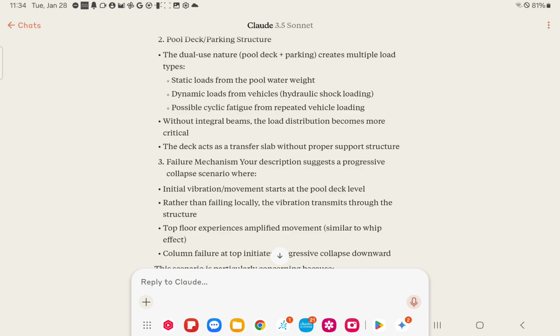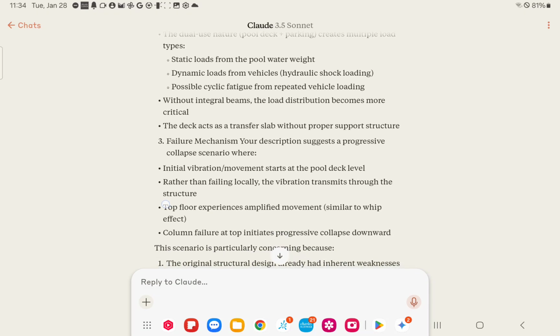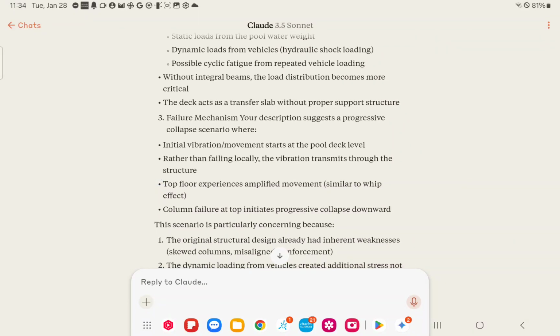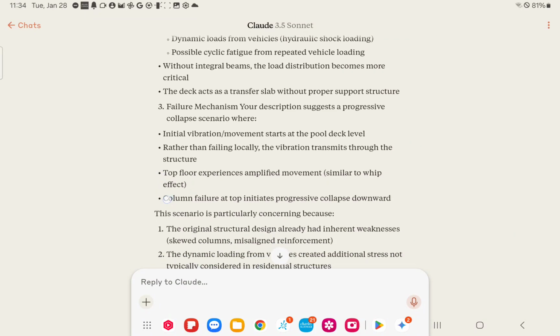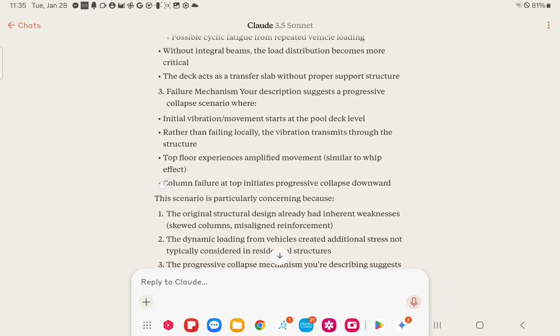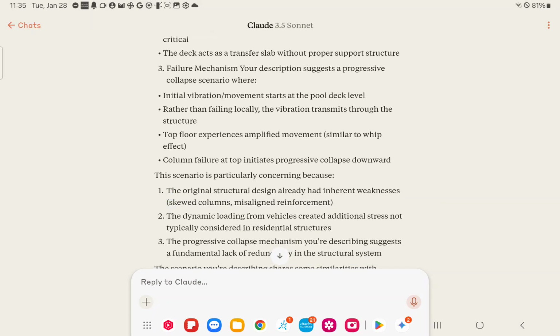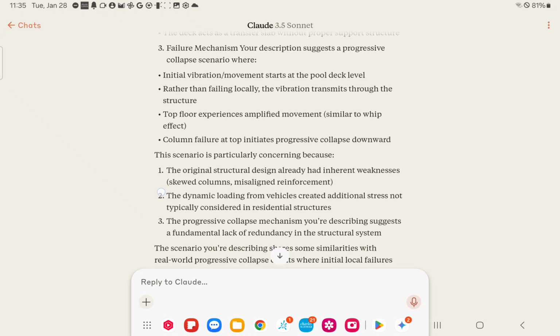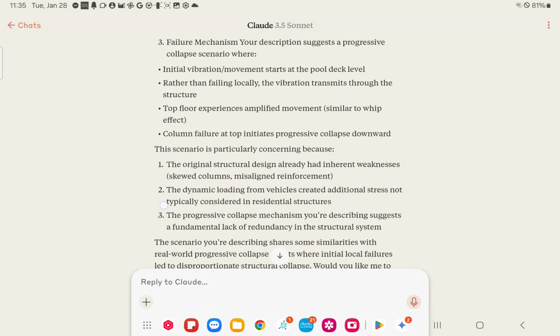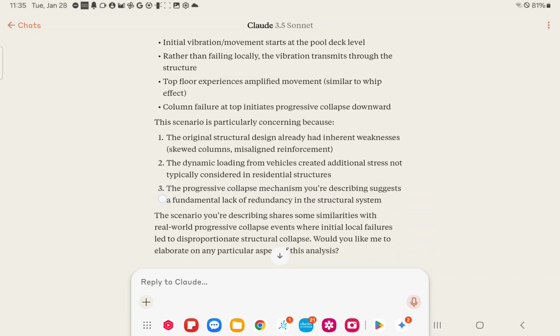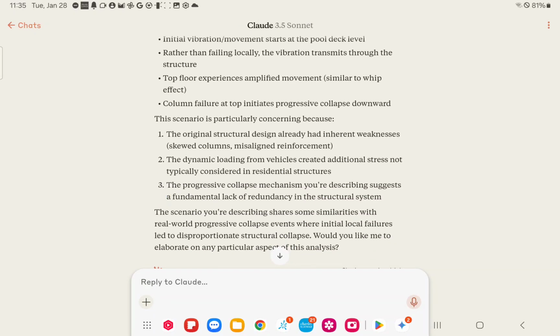Three, failure mechanism. Your description suggests a progressive collapse scenario where internal vibration movement starts at the pool deck level. Rather than failing locally, the vibration transmits through the structure. The top floor experiences amplified movements, similar to a whip effect, like a whip, guys. You move the whip and crack the whip, or a tail moving. Column failure at the top initiates progressive collapse downward. The scenario is particularly concerning because the original structural design already had inherent weakness: skewed columns, misaligned reinforcement.